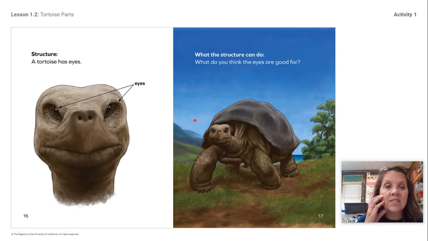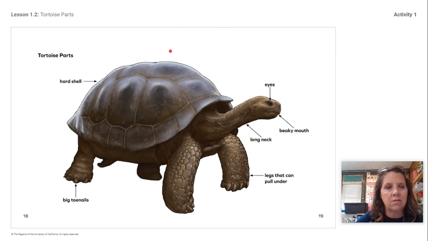Structure. A tortoise has eyes. What the structure can do. What do you think the eyes are good for? Let's pause and see what you think. Okay, we had some really good ideas. Eyes are used to see lots of stuff, right? Stuff like food or predators that might eat it. So eyes are another good structure.